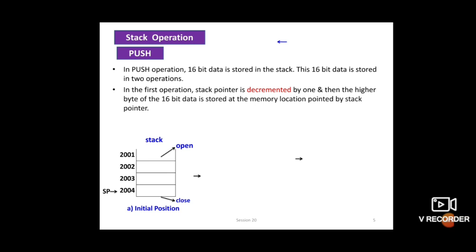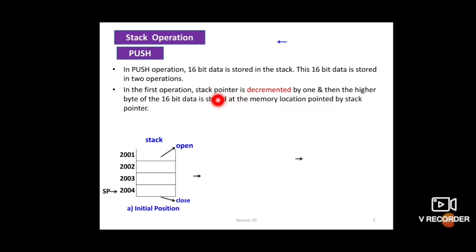So if we want to store 16-bit data, that 16-bit data is divided into 8-bit and 8-bit. The first 8 bits are stored in one memory location and the other 8 bits are stored in another memory location. So two operations are required to store the data in the stack. Now see, in the first operation the stack pointer is decremented by 1, and then the higher byte of the 16-bit data is stored at the memory location pointed to by the stack pointer.